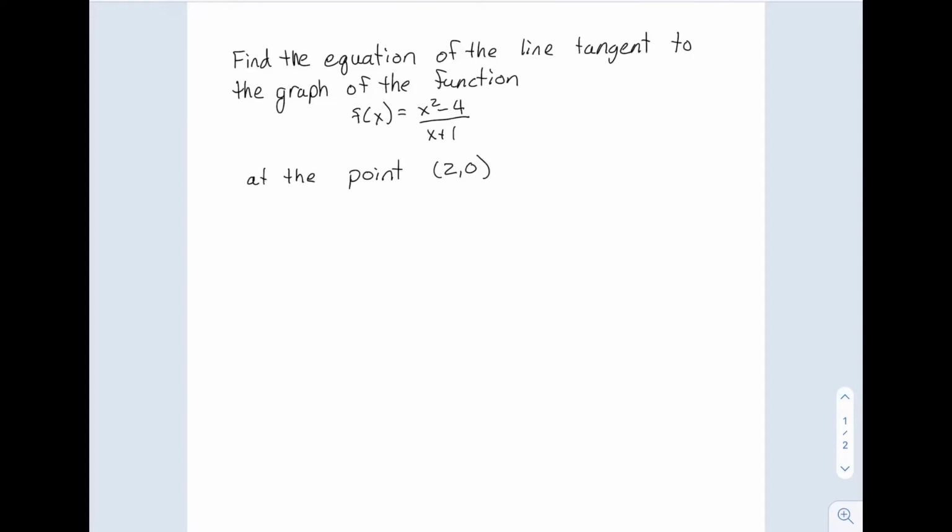In this video, we'll be solving the following problem. Find the equation of the line tangent to the graph of the function f of x equals x squared minus 4 over x plus 1 at the point 2, 0.